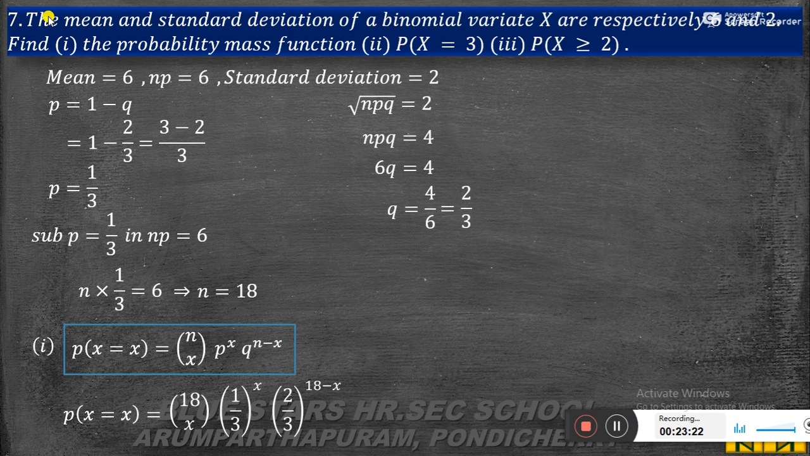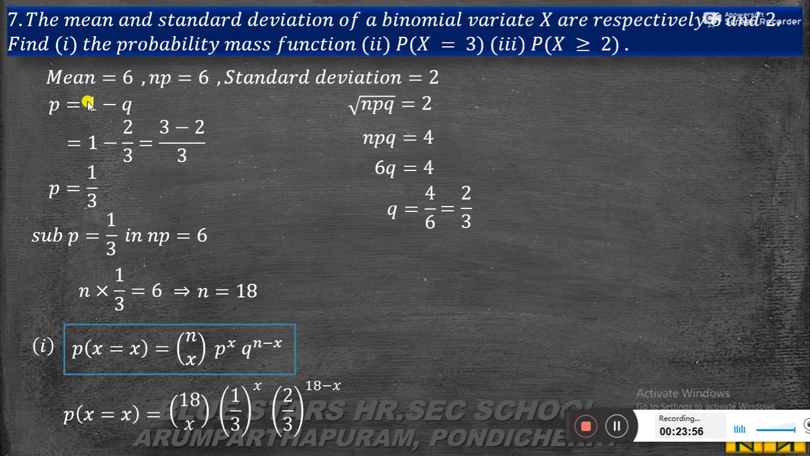So you see here, seventh problem. The mean and the standard deviation of a binomial variate x are respectively 6 and 2. Find subdivision 1, the probability mass function; subdivision 2, probability of x equal to 3; subdivision 3, probability of x greater than or equal to 2. The mean is 6 and the standard deviation is 2.